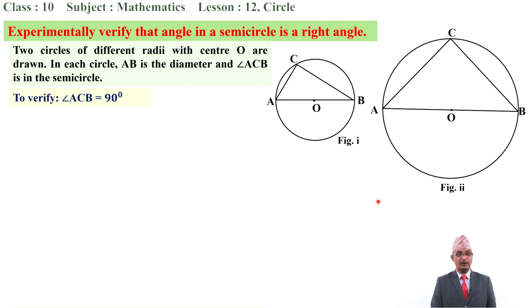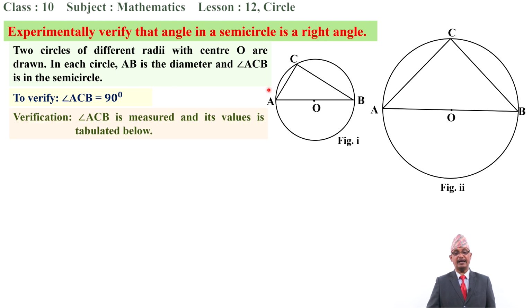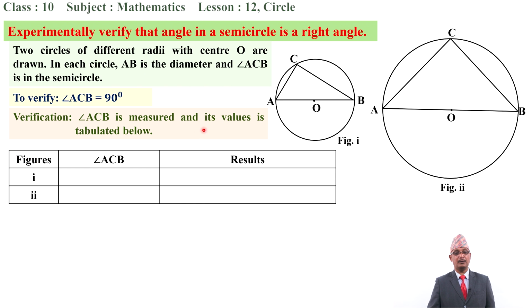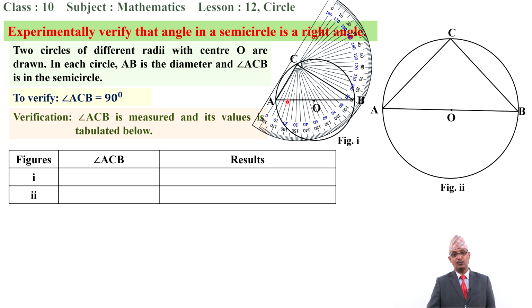But before that, what do we write here? Verification. Angle ACB we measure in both figures with the help of a protractor and we tabulate its value. We make the table like this: figure, because we have two figures, and angle ACB, which we measure in both figures, then we write the result. Now take out the protractor and measure angle ACB. Check here. What is the value of angle ACB on the protractor? Exactly 90 degrees. So write in the table, angle ACB is 90 degrees.